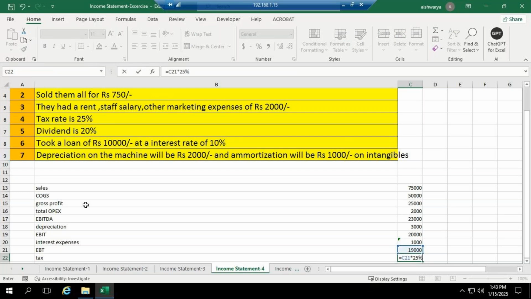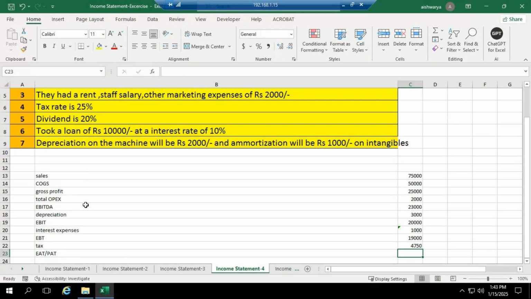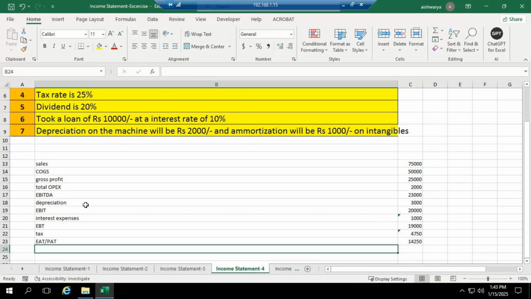Again press enter. 4,750. So now after paying this we will be getting EAT or PAT, that means profit after tax. So this one, 19,000 minus 4,750, you will be getting the answer as 14,250. So this is your profit after tax. Understood?